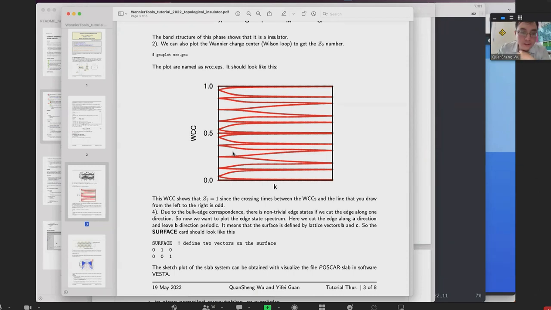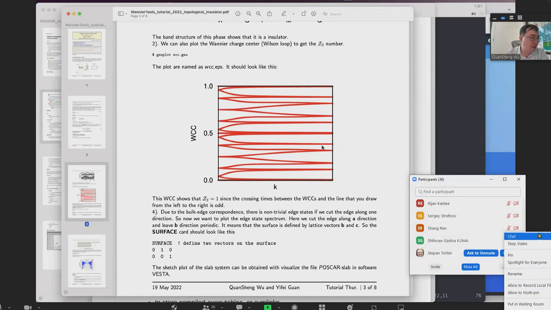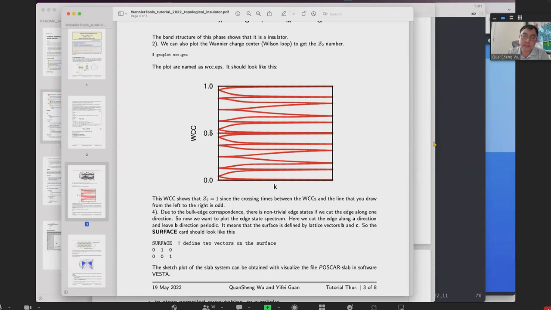Ah, okay. In your plot you have a blue line, right? Yes, in that plot I do get a blue line. That blue line is an automatic method to determine the Z2 number. You can draw a line, just any horizontal line, anywhere, or any kind of line should be fine. Then you can count how many times it crosses the WCC. It's one. But numerically it's not that straightforward.